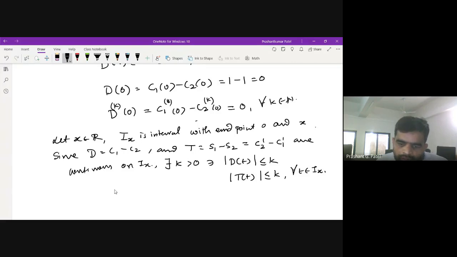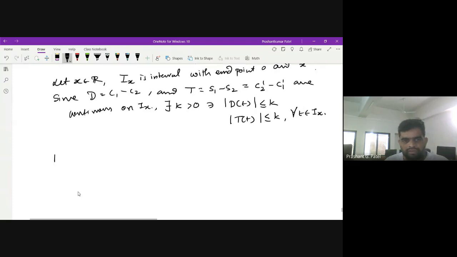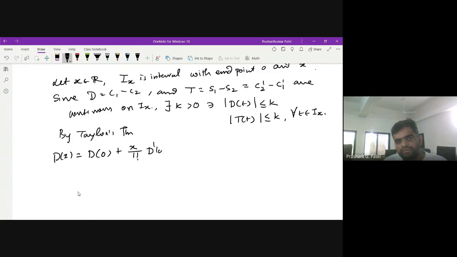So using Taylor's theorem now, what we can say is d of x is d of 0 plus x upon 1 factorial d dash at 0, plus d double dash at 0, x square upon 2 factorial, and so on, up to d^(n-1) at 0 upon (n-1) factorial x power n-1, plus the remainder term, the nth derivative of d at point Cn upon n factorial x power n.